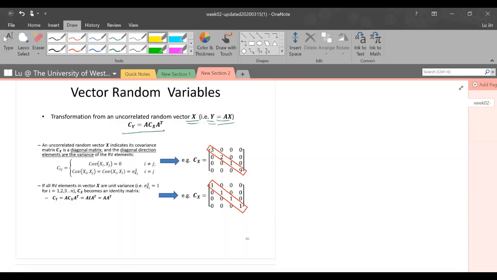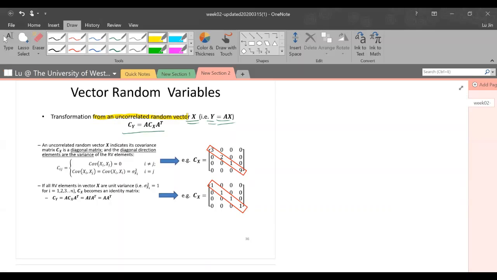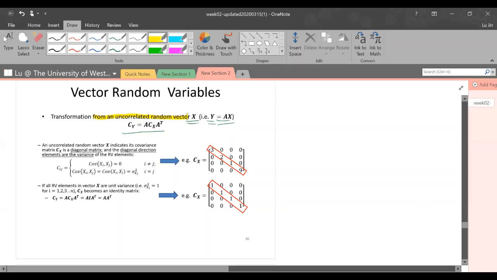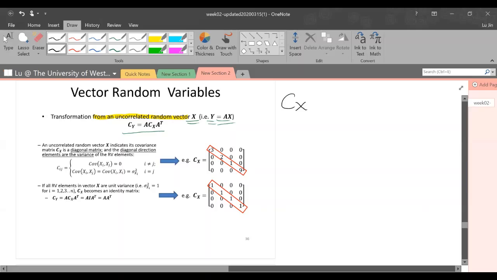The new thing in this case is the transformation from an uncorrelated random vector x. That means y is transformed from x by A, but x is a vector of uncorrelated random variables. If x is a vector of uncorrelated random variables, the covariance matrix of x, or in other words Cx, must have a special feature. Along the diagonal direction, that should be the covariance. That's my fault, sorry. Along the diagonal direction, there must be the variances of the different random variables in the x vector.